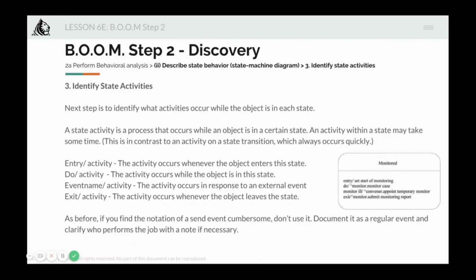The next thing to identify is the state activities, right? Which is basically, once the object has changed its state, what are the activities that occur? A state activity is a process that occurs while an object is in a certain state. An activity within a state may take some time. This is in contrast to an activity on a state transition, which always occurs quickly. So transition happens very quickly. The activity that triggers the state transition is typically pretty fast. But once the object has entered a certain state, the state activity can take some time.